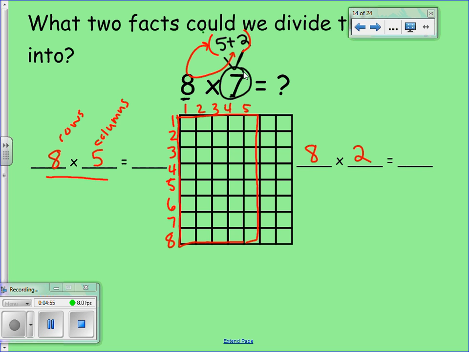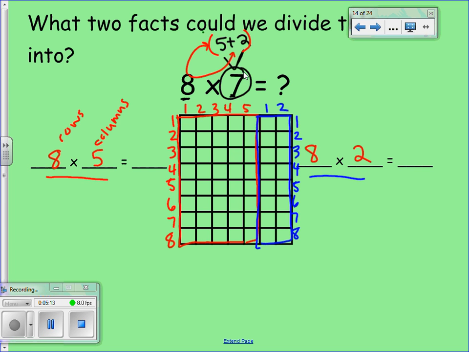Okay, now I'm going to come over here to 8 times 2 and make sure I have 1, 2, 3, 4, 5, 6, 7, 8 rows and 1, 2 columns. I'm going to box that off.